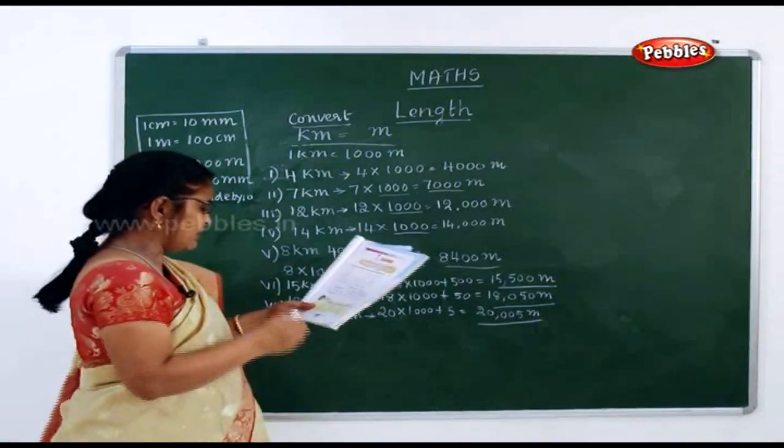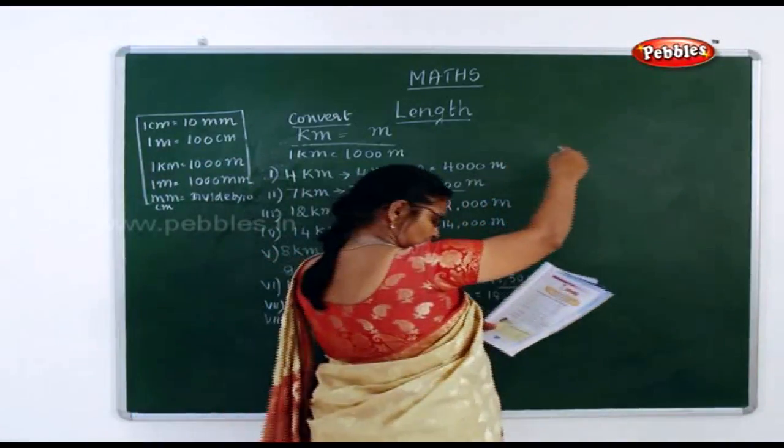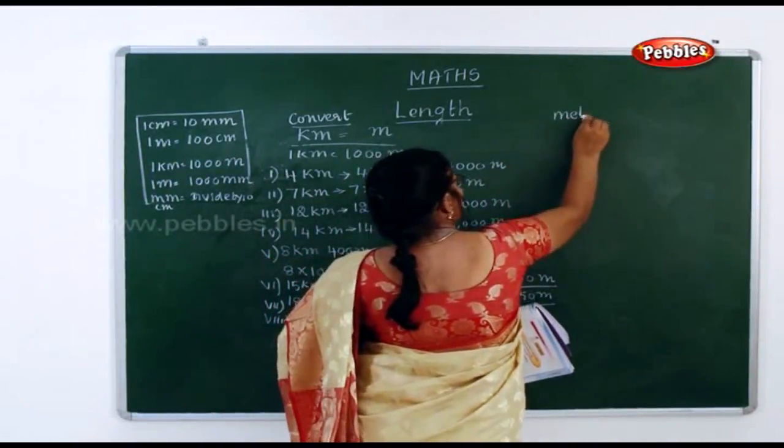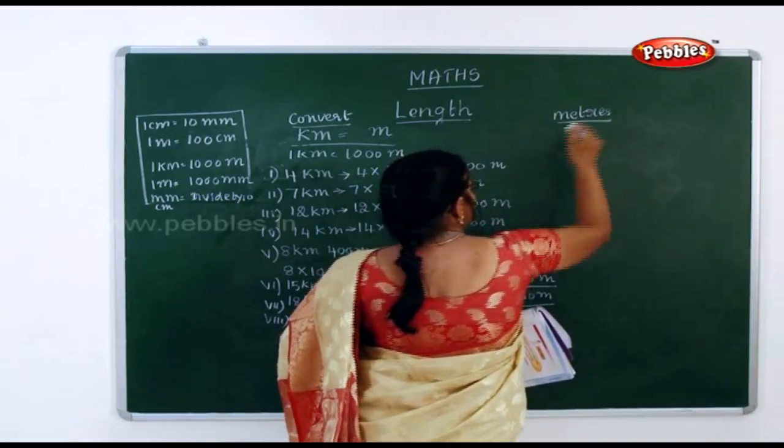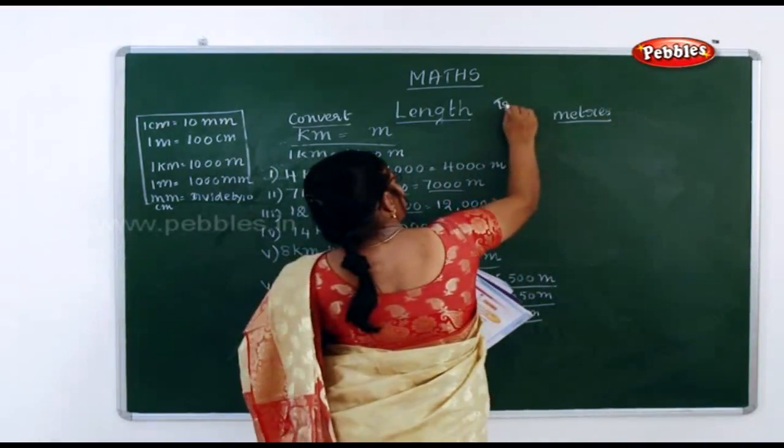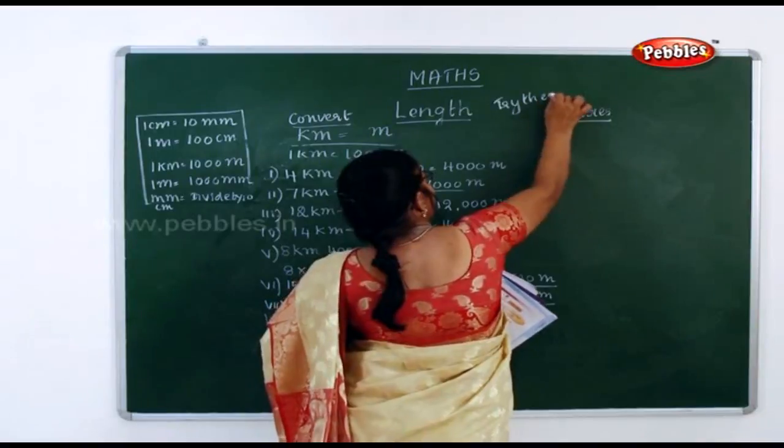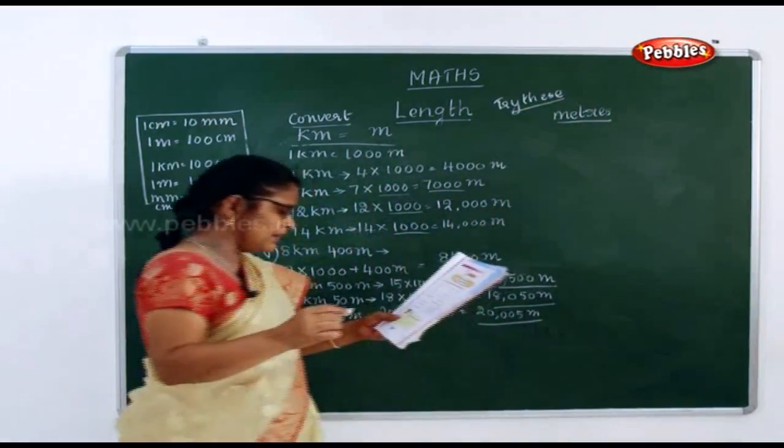So in the same way, what they have given in your book is to convert the following measurements into meters. So now, in your try this, you have to convert these measurements into meters. Some of them are given in kilometers, and some are given in meters.